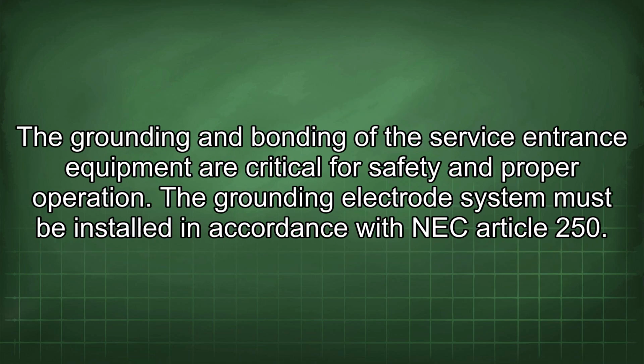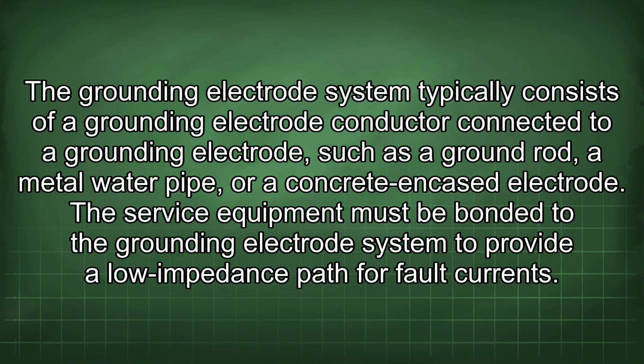The grounding and bonding of the service entrance equipment are critical for safety and proper operation. The grounding electrode system must be installed in accordance with NEC Article 250. The grounding electrode system typically consists of a grounding electrode conductor connected to a grounding electrode, such as a ground rod, a metal water pipe, or a concrete encased electrode.